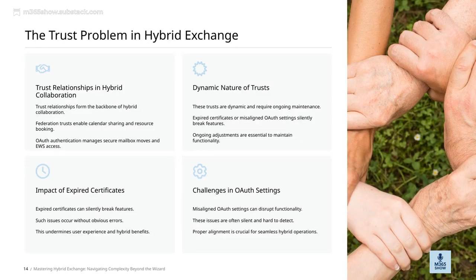Let's talk about the trust problem in hybrid Exchange environments. When we master hybrid Exchange, it's about navigating a complex landscape beyond just using the wizard. One key issue is misaligned OAuth settings, which can disrupt functionality without any obvious signs. These misconfigurations are often silent, making them hard to detect but equally critical to fix. Proper alignment of OAuth is essential for smooth hybrid operations because it ensures the different components communicate securely and efficiently.